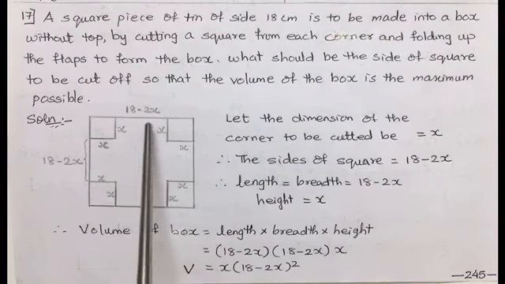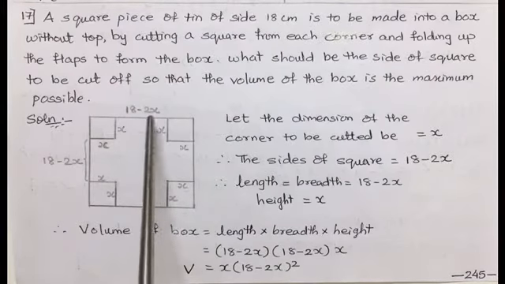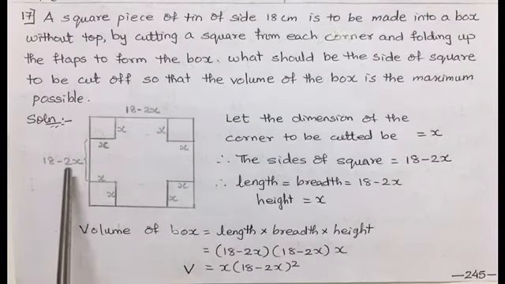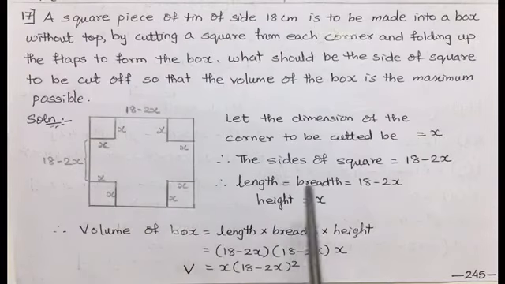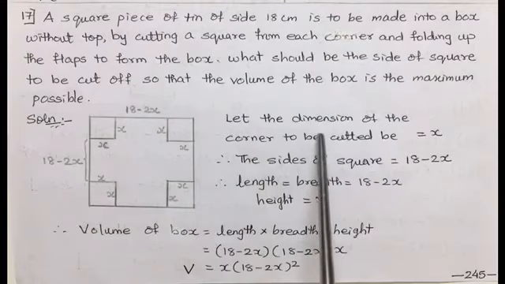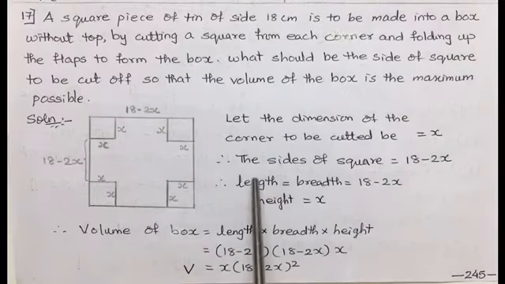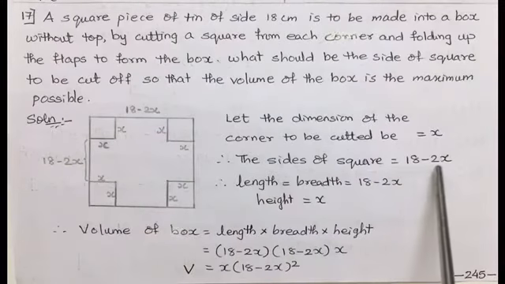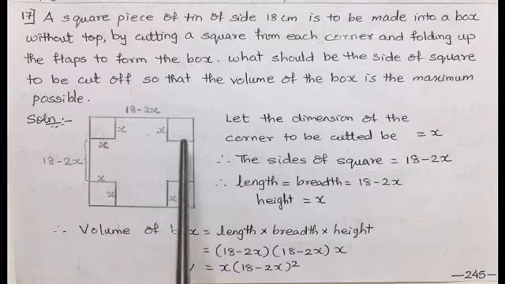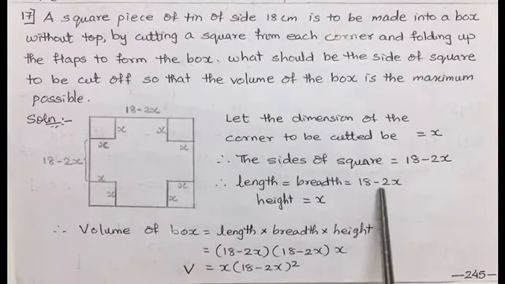So the remaining part will have the length as 18 minus 2x, and as it is a square, the breadth will also be 18 minus 2x. So here in the beginning we have taken the dimension of the corner to be cut as x. So the sides of the square become 18 minus 2x. As it is a square, length and breadth will both be equal to 18 minus 2x.